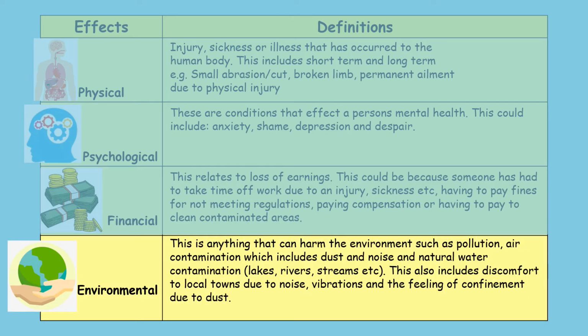And then environmental. This is anything that can harm the environment, such as pollution, air contamination, which includes dust and noise, and natural water contamination, so lakes, rivers, and streams. But it can also include the discomfort to local towns due to noise, vibrations, and the feeling of confinement due to dust. For example, with roadworks in a small town or a small village, dust can get everywhere. There are traffic queues constantly. Even some businesses will be affected as well. So those are the environmental effects of a hazard.